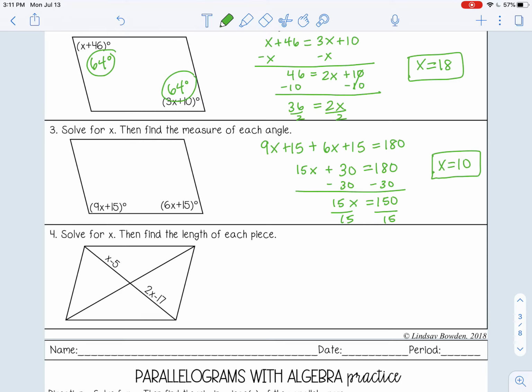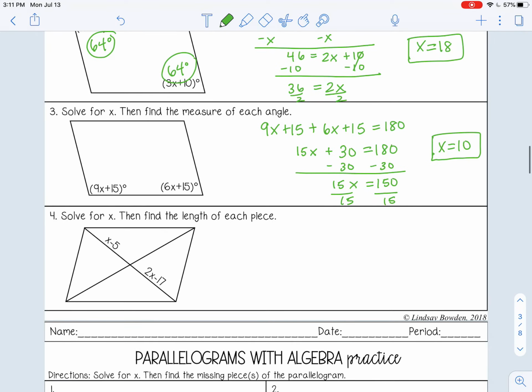Then I'm going to substitute 10 in for each angle to find out what the degree measure is. So 9 times 10 plus 15, that would be 105 degrees. Now be careful, these are not equal, so don't put 105 on the other angle, but you can just subtract from 180 because we know they have to equal 180. So 180 minus 105, that gives me 75.